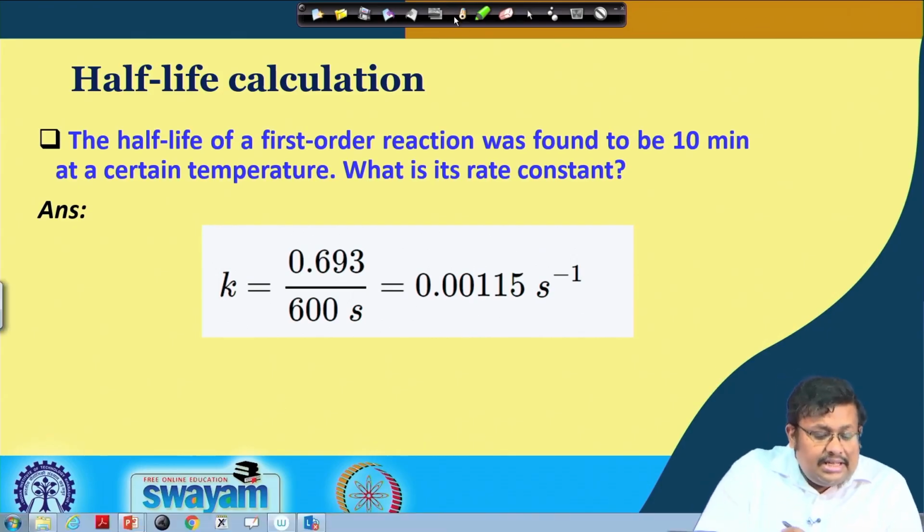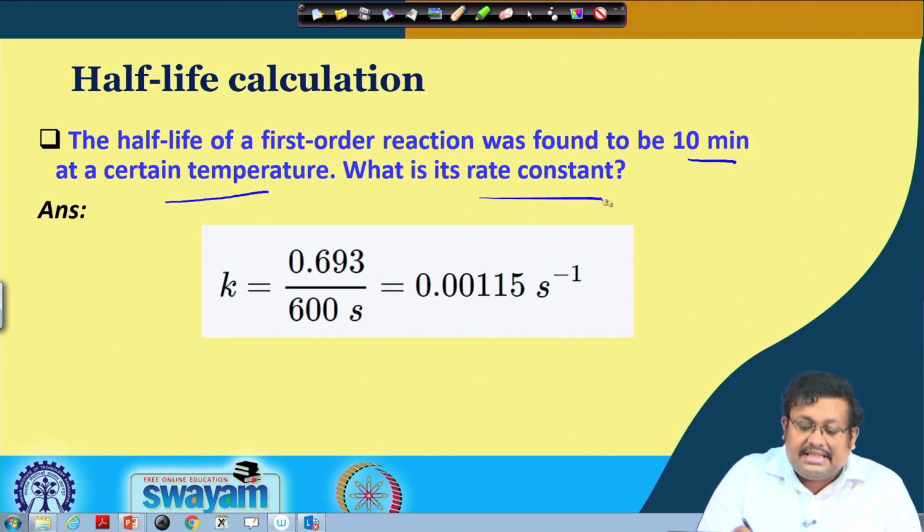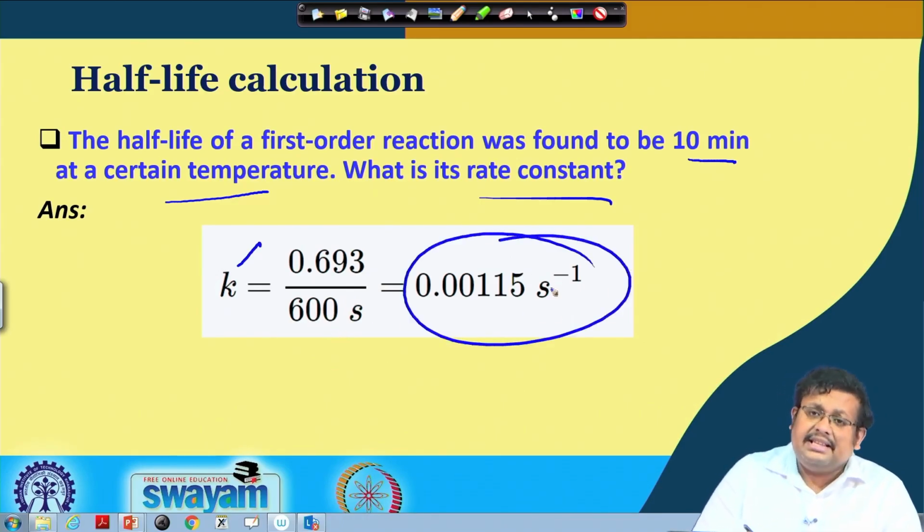Here, for example, the half life of a first order reaction was found to be 10 minutes at a certain temperature, and what is the rate constant? We know that the equation is k equal to 0.693 by t half. Here it is 10 minutes or 600 seconds, so in terms of seconds we can get the rate constant here. So, this is the rate constant.